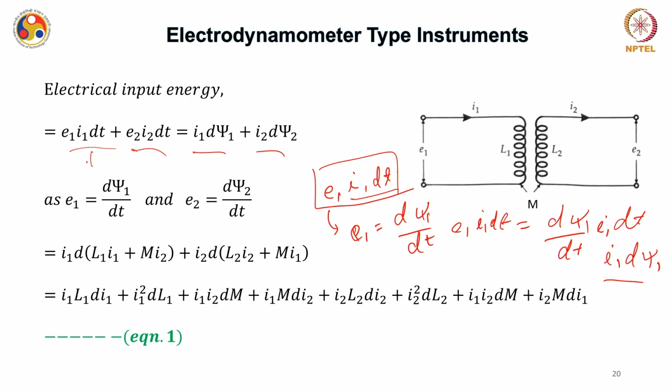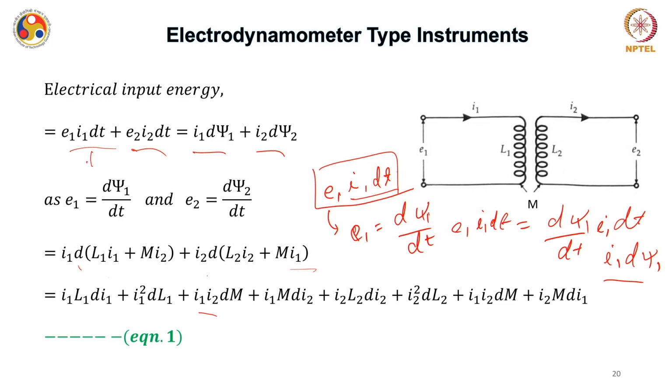So, the electrical input energy will be equated to I1 into d(L1 I1 + M I2), the value of psi 1, plus I2 into d(L2 I2 + M I1), the value of psi 2. If you try to solve this, the electrical input energy will be equated to I1 L1 dI1 plus I1 square dL1 plus I1 I2 dM plus I1 M dI2 plus I2 L2 dI2 plus I2 square dL2 plus I1 I2 dM plus I2 M dI1.